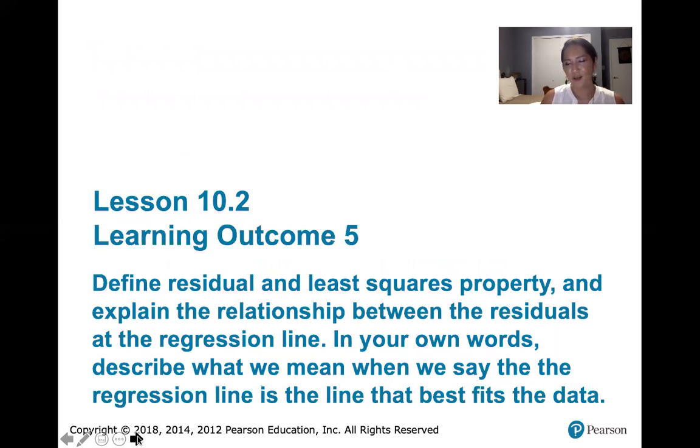We've been saying all this time that the regression line and the regression equation describe that best fit line, that line that best fits our data. You might say, what do you mean by best fit? How exactly do you measure that? Well, that's where the least squares property comes into play. We'll talk about that in learning outcome number 5. And I'll see you for that video next time.